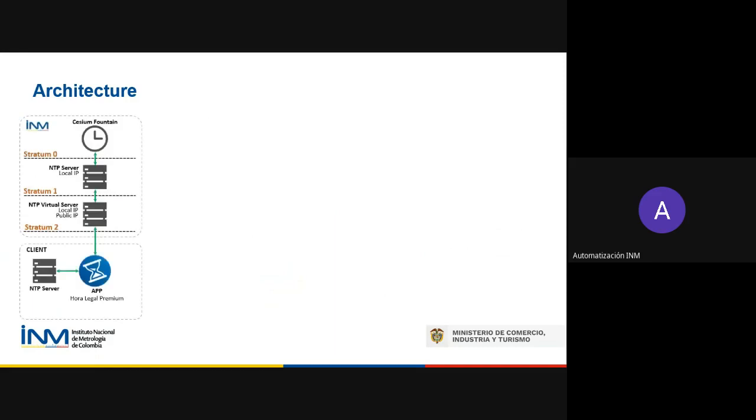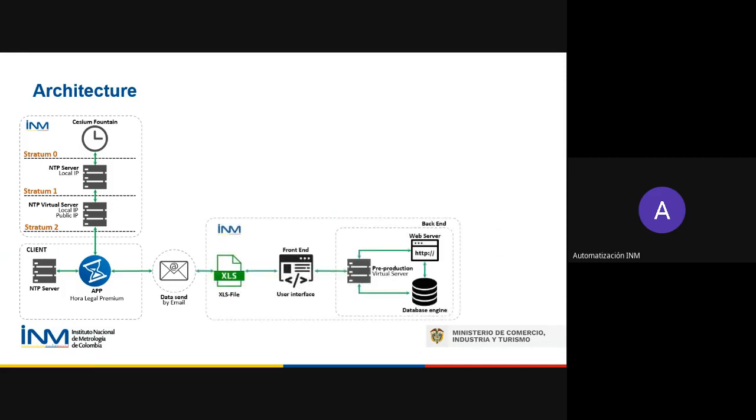This is a high-level architecture for the issue process of the digital calibration certificate. Firstly, the hierarchy of NTP servers. The measurement application installed on the client's NTP server sends an automatic report every 24 hours by email. And finally, the platform developed which issues the DCC.